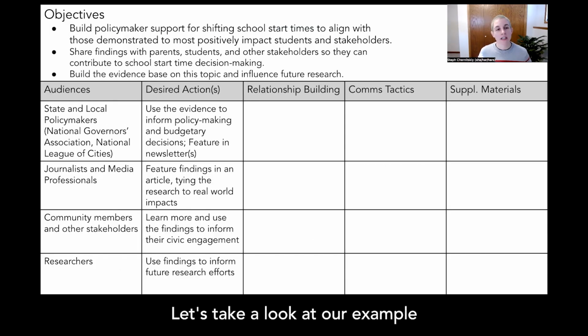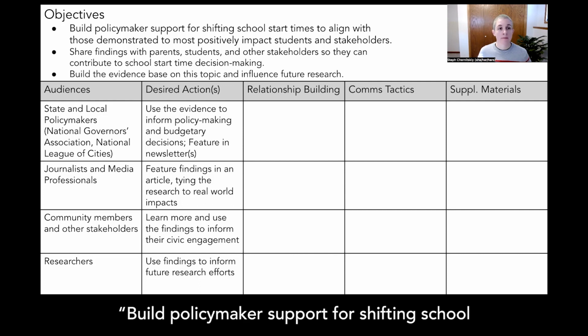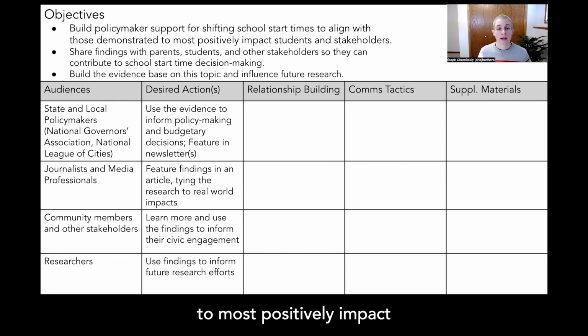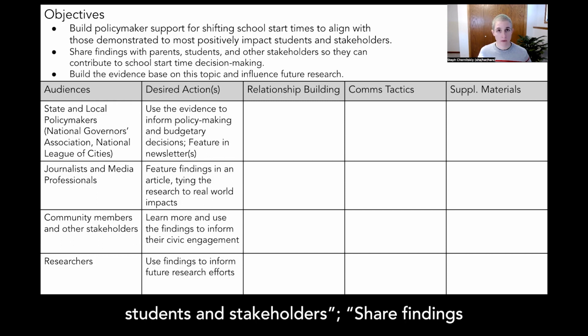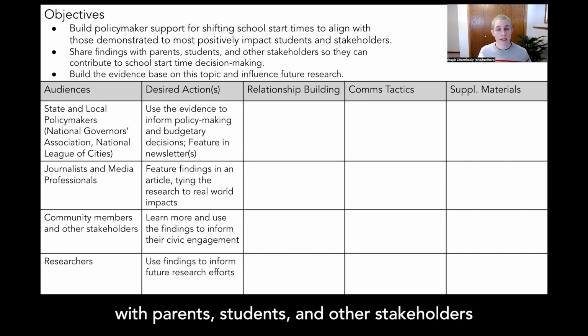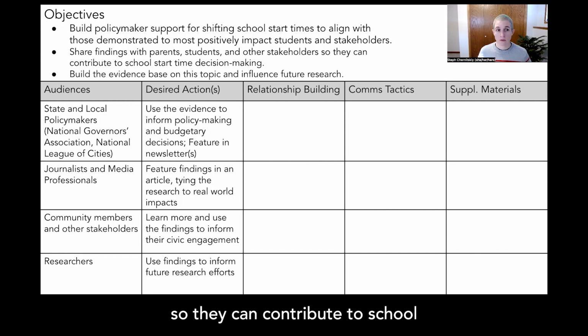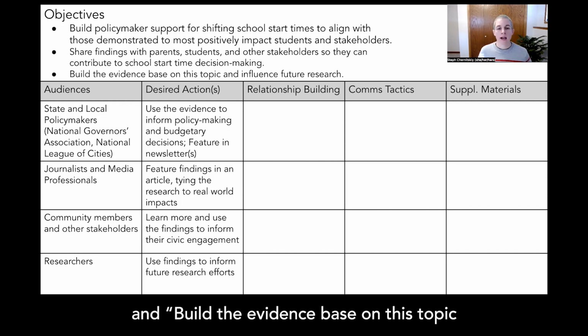Okay, let's take a look at our example dissemination strategy. First, let's revisit the objectives. Our objectives are to build policymaker support for shifting school start times to align with those demonstrated to most positively impact students and stakeholders, share findings with parents, students, and other stakeholders so they can contribute to school start time decision-making, and build the evidence base on this topic and influence future research.